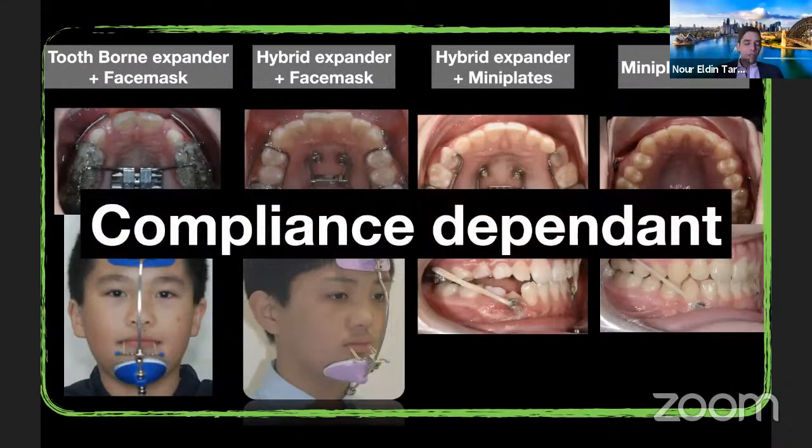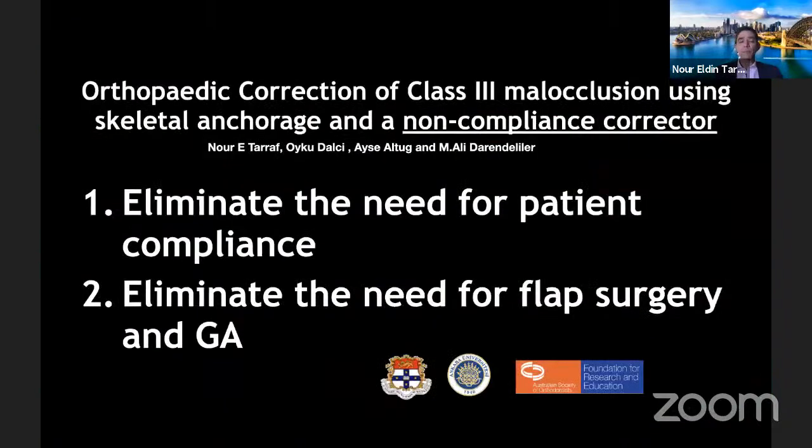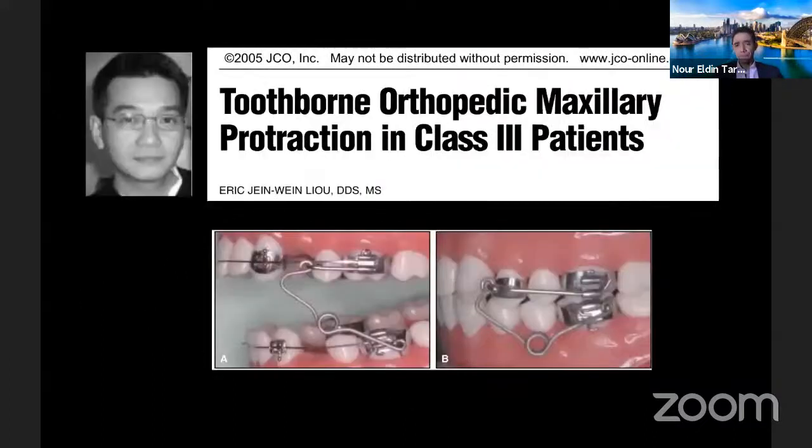Now, all of these methods are compliance dependent, and that was something that I was struggling with in private practice, where sometimes you cannot help but the child is just not wearing the bands. Even though we don't need a headgear, they still don't wear the intraoral elastic. So that prompted the latest project which we just finished, which was basically, can we eliminate the need for patient compliance? And can we also eliminate the need for flap surgery? And in Australia, most of these mini plates in the mandible are placed under a GA. So that's, again, also maybe an intervention we want to try and avoid.